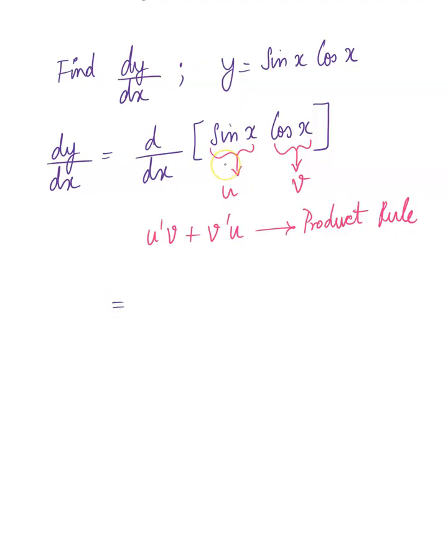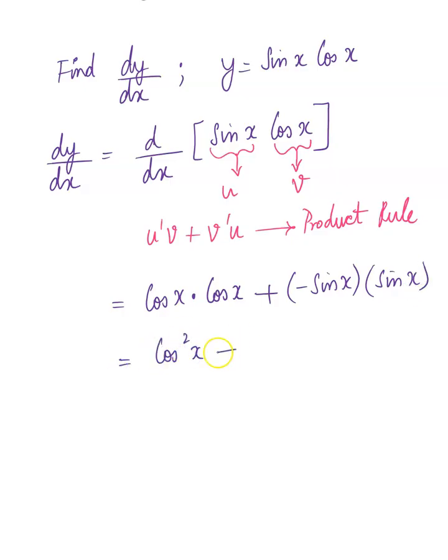So derivative of sine x is cosine x times cosine x, plus derivative of cosine x, which is negative sine x, times sine x. That's going to be cosine squared x minus sine squared x. Unfortunately, we can't reduce this.